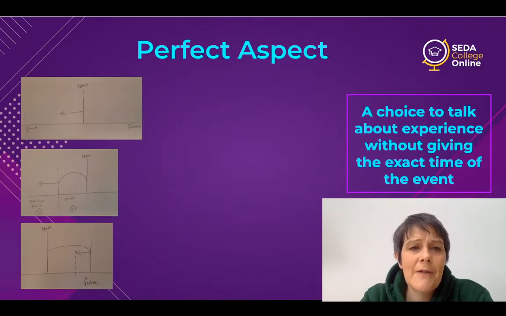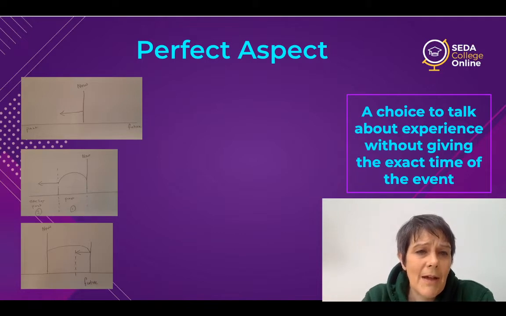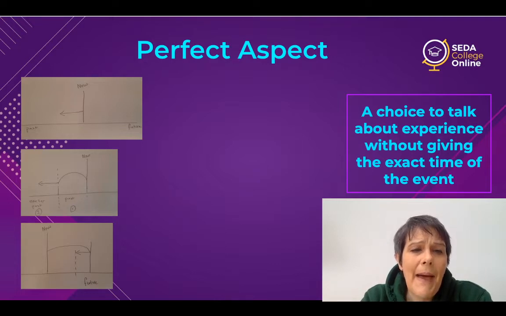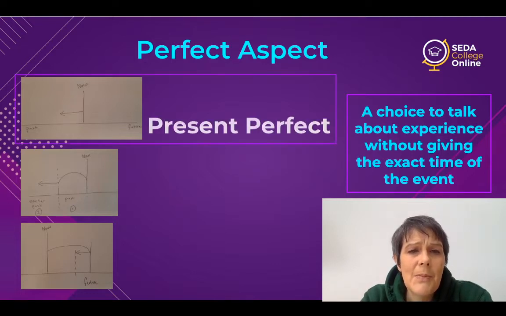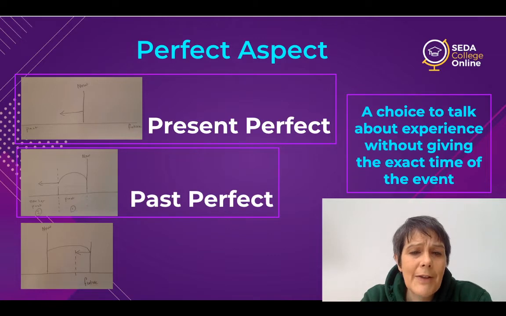So a quick review of the perfect aspect that we were talking about yesterday. These are my diagrams that sort of show you that if you're talking about perfect, you're talking about now, and then you're looking back from now. So the present perfect, you're looking back from the present tense, you're looking back from now. The past perfect, you're looking back from the beginning of earlier past.